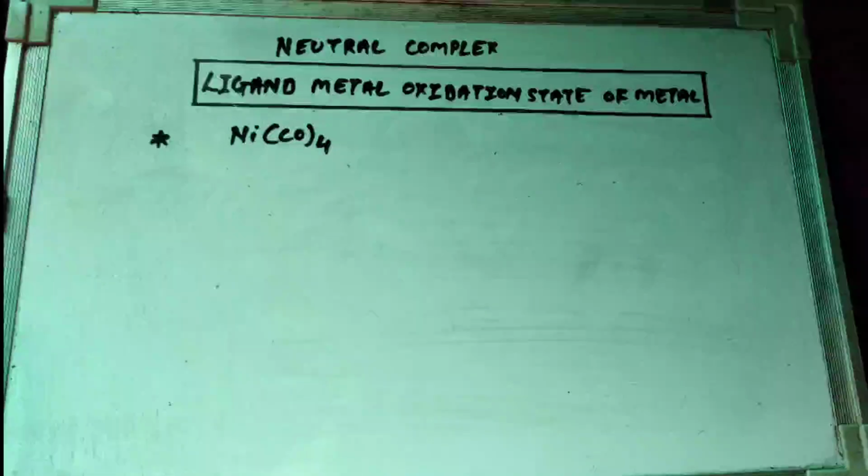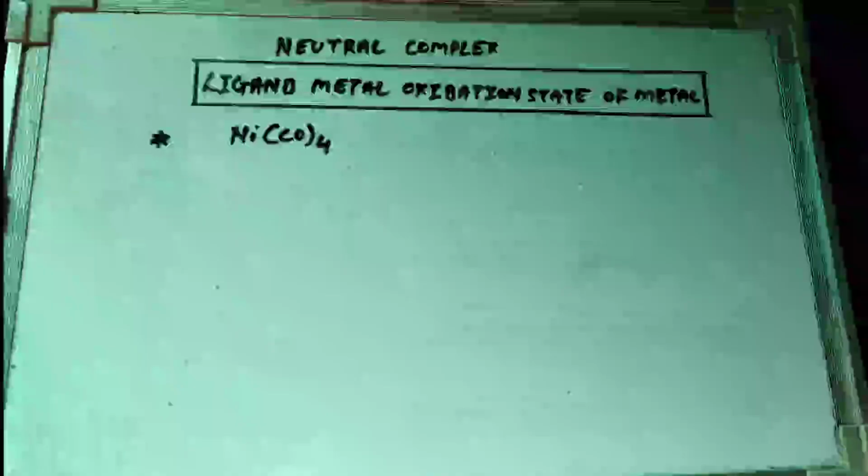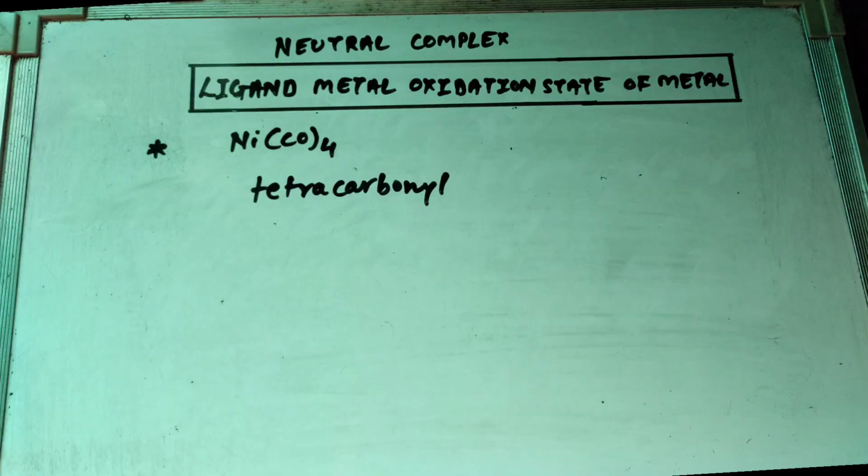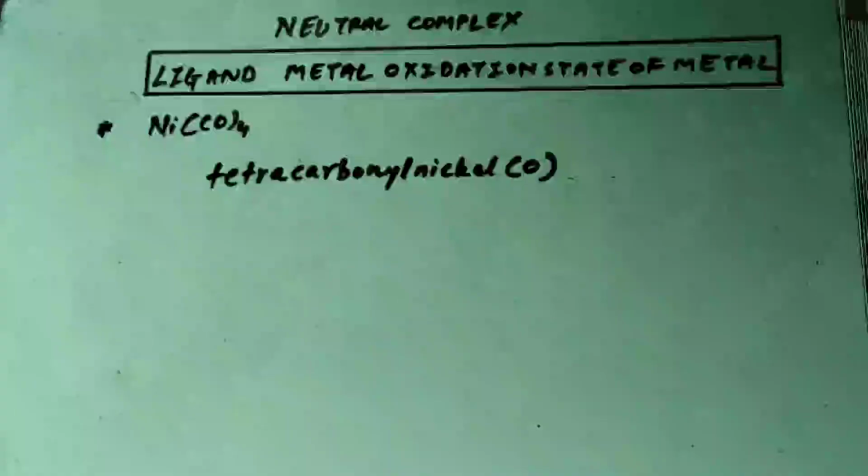Next we are going to name neutral complexes. Neutral complexes and cationic complexes are named in the same order. So first we name the ligand, followed by name of metal, followed by oxidation state of metal. For example, here the ligand is carbon monoxide. As there are 4 carbon monoxide molecules, we are going to use prefix tetra. Carbon monoxide is named as carbonyl in coordination compounds. So tetracarbonyl. Name of ligand is followed by name of metal. So tetracarbonyl nickel. As carbonyl is a neutral ligand, oxidation state of nickel is 0, so we are going to write 0 in brackets.